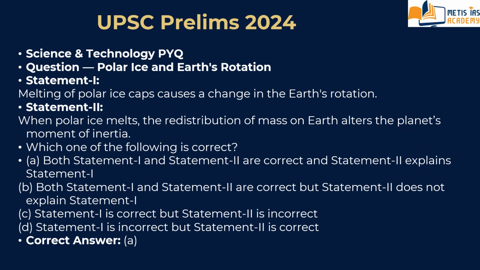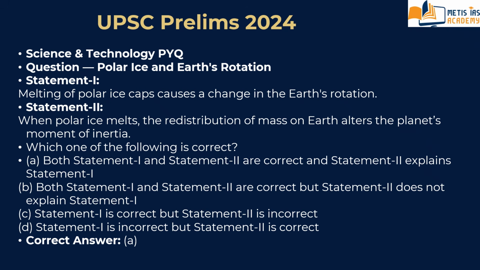Statement 1 and statement 2 type of questions appeared in 2024. A question regarding polar ice and Earth's rotation. Statement 1: Melting of polar ice caps causes a change in the Earth's rotation. Statement 2: When polar ice melts, the redistribution of mass on Earth alters the planet's moment of inertia. So, which one is correct? Both statement 1 and 2 are correct, and statement 2 explains statement 1.